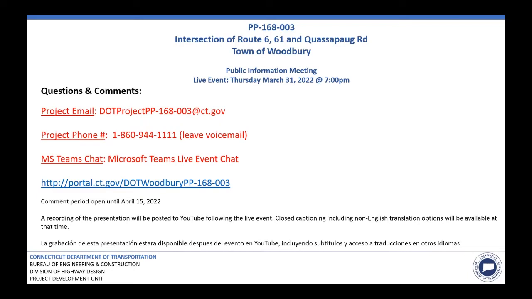So a signal could reduce some of the high-speed T-bone crashes through protected turning movements on the side streets, meaning Quassapaug Road and Route 61 would have a green light while Route 6 has a red light. But adding a signal here would likely create more rear end and sideswipe crashes along Route 6 and even on the side streets as well. There will always be people running the red lights. Traffic signals do not always solve the crash problem, and that is the purpose and the need of this project.